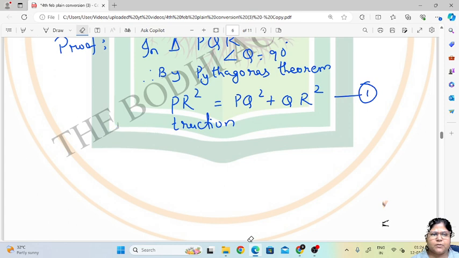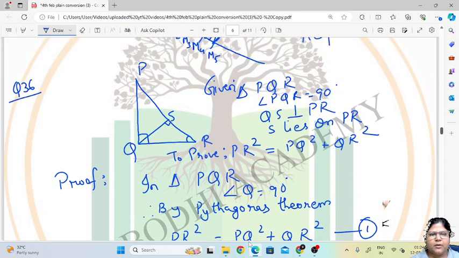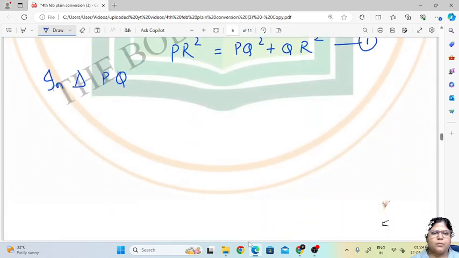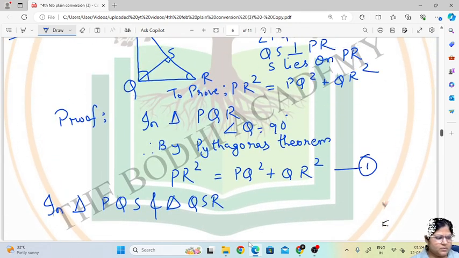Construction we don't require actually. So we will do in triangle. What two triangles do we have? PQS and QSR. PQS and triangle QSR. What you can write? What is common? What we can say for the triangle?